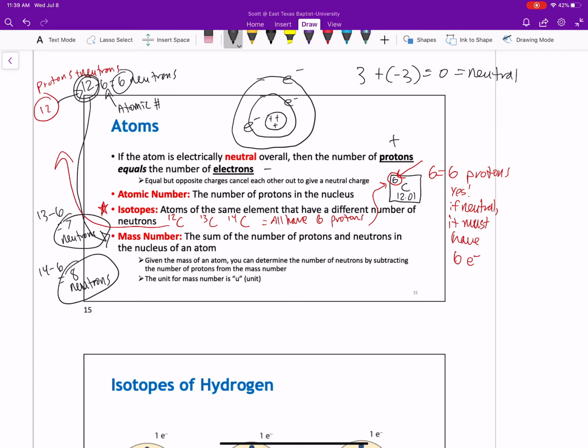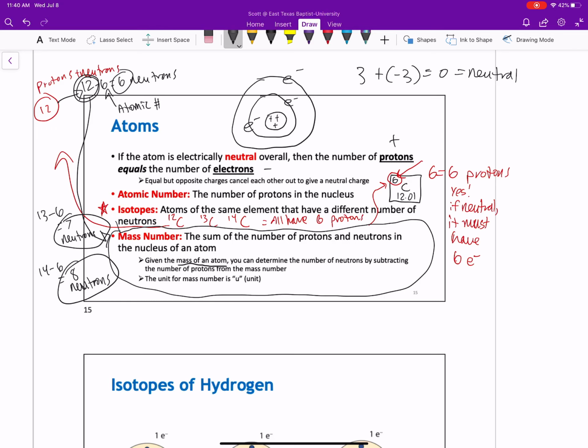And I've already kind of talked about mass number. I jumped ahead. Hopefully I didn't confuse you too much by jumping ahead. The mass number is the sum of the number of protons and neutrons in the nucleus of an atom. Of course, protons and neutrons are always in the nucleus of an atom, right? And so given the mass number of an atom, which is what I did, I told you it was 14, I told you it was 13, I told you it was 12, you can determine the number of neutrons by subtracting the number of protons from the mass number, which is what I just did previously, okay?